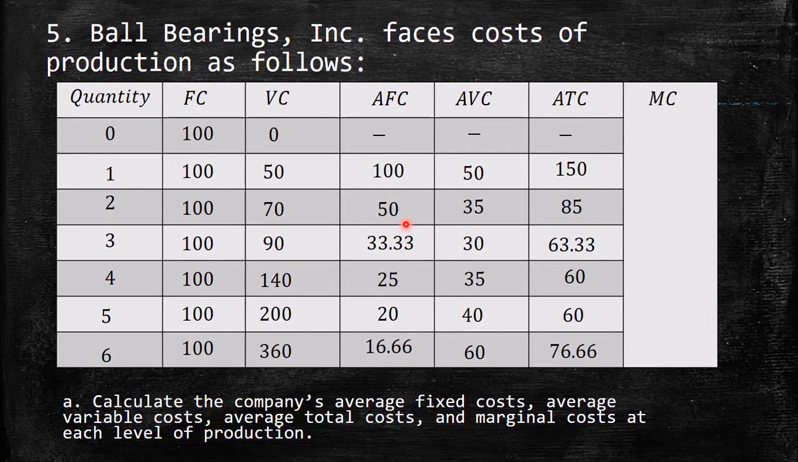the other one, marginal cost, will be represented in the middle, because it's the change from one unit to the other. It's going to be 50, which is basically the change in the variable cost, because the fixed cost remains the same. So this is going to be 50, 20, 20, 50, 60, 160.